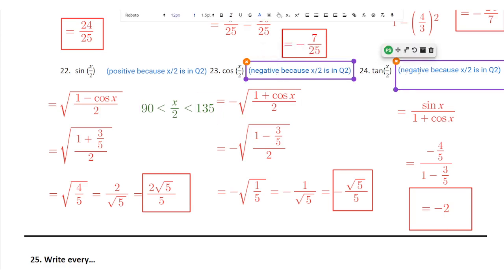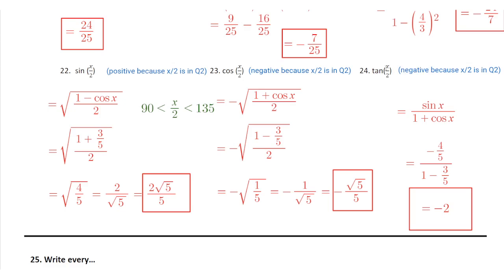But for 24, tangent is different. In quadrant 2, tangent's negative, but in quadrant 3, it's positive, gosh, and in quadrant 2, it's negative. So that's why I ended up getting a negative answer here.